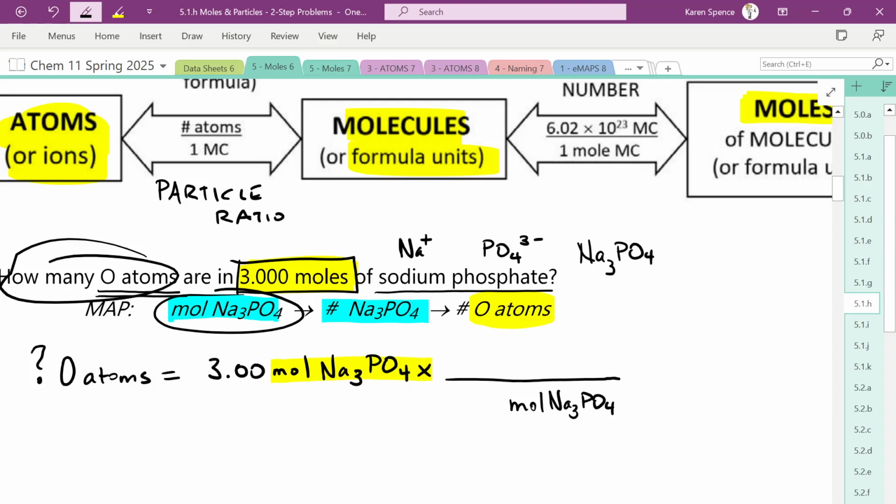And then on the top, we're going from moles to molecules. So we want to find the number of Na3PO4. I'm going to call them formula units, but if you call them molecules, that would also be okay. That cancels out moles, and that leaves us with the number of Na3PO4. Now we say to ourselves, what numbers go here? And that's where you need to know Avogadro's number, which is 6.02 times 10 to the 23.